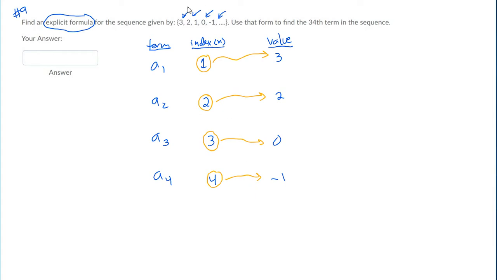How do I know the values? These are the values they want me to generate. These are the values of the terms. Okay? These are the index numbers down here. So I need to take those index numbers and convert them into the values.